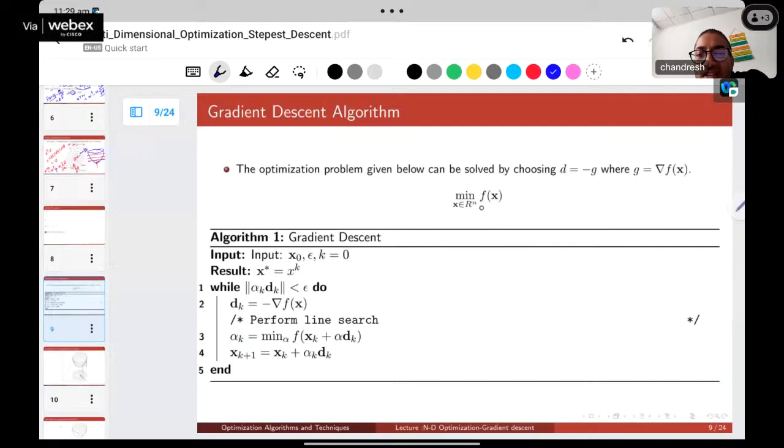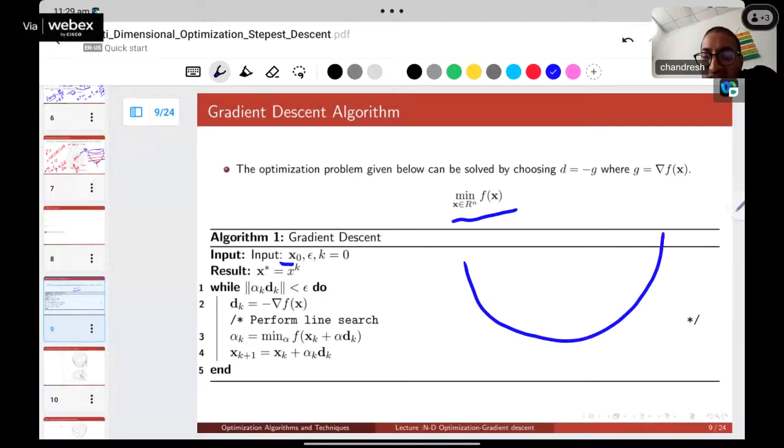Okay, so let's say we have this problem: minimize function f of x. This is saying, give me the minimum point x at which this function achieves its minimum. So how do we do that? The general algorithm looks like this. You choose a starting point x naught. Let's say this is my general function. You start at the initial point x naught.